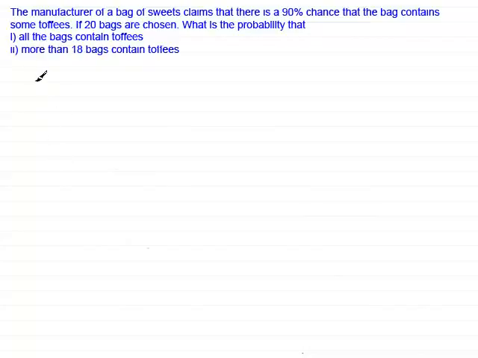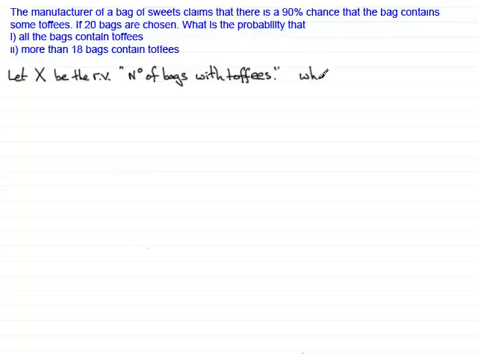Now, the first thing we need to do is to define a random variable. It can be any letter. I'm going to choose X, and make sure you write a capital letter for a random variable. I'm going to let X be the random variable, and I'll write RV for short, and it's going to represent the number of bags with toffees. Okay, so just write that in. Don't be lazy. Always write a description of what your random variable is if it doesn't say it in the question. And we have to define the distribution that it comes from.